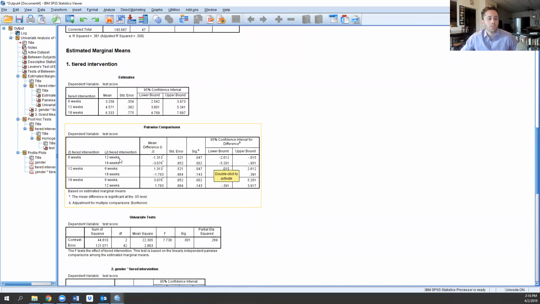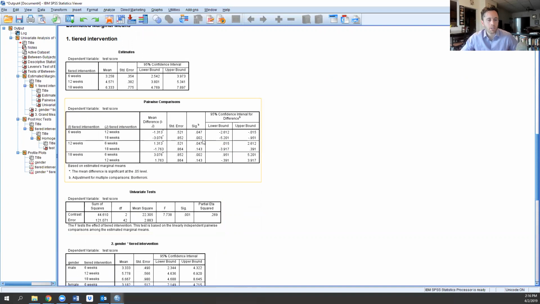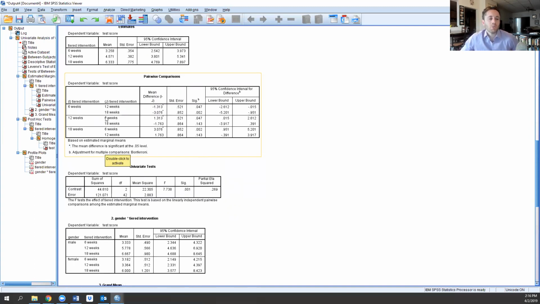So between 6 and 12 weeks, we have a 0.047 significance. So there was a significant difference between 6 and 12 weeks. Between 6 and 18 weeks, there was also a significant difference in the pairwise comparisons here. However, if we look at 12 to 18 weeks, we do not have a statistically significant difference. So it's interesting to know that between 6 and 12 is significant, between 6 and 18 is, but between 12 and 18 is not.